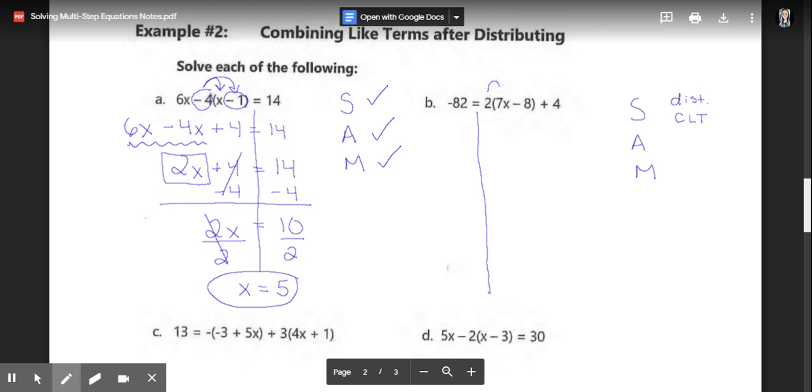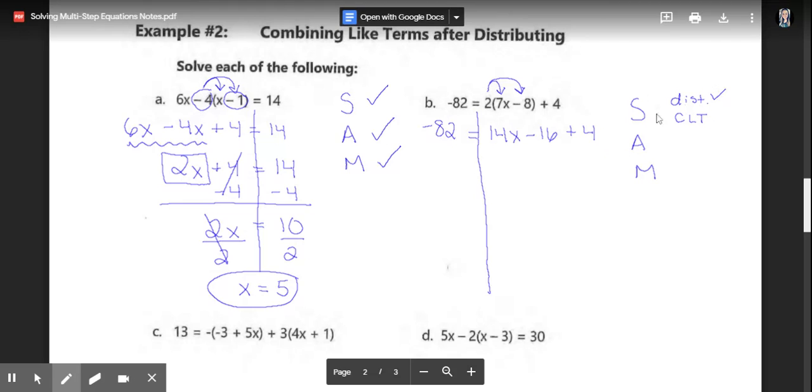I'll take the 2, and I will draw the arrows. And make sure you only draw arrows to the terms that are inside of the parentheses. Once the parentheses end, you stop. So I'll go to solve. I get -82 equals. Then I'm going to distribute. Which one of these is the correct answer after distributing? I would get 14x minus 16. And then, of course, I just bring down that +4 because that was not part of the distributing. So the distributing step is done.